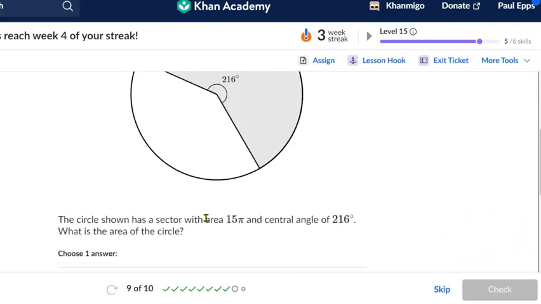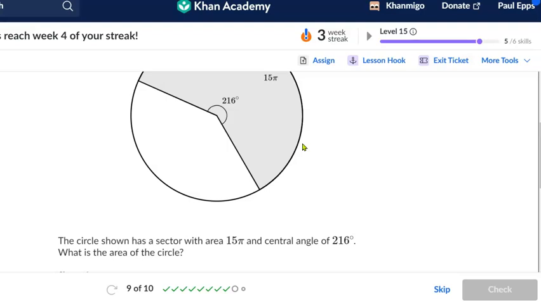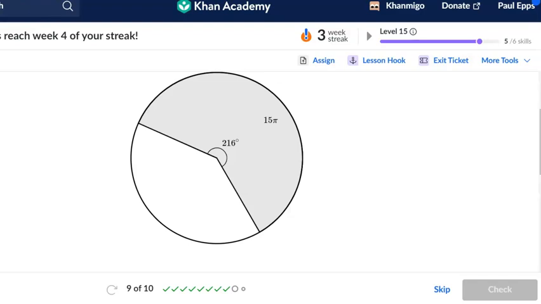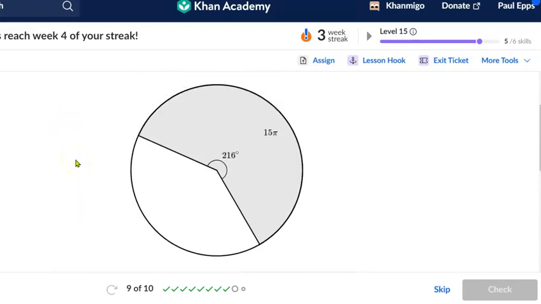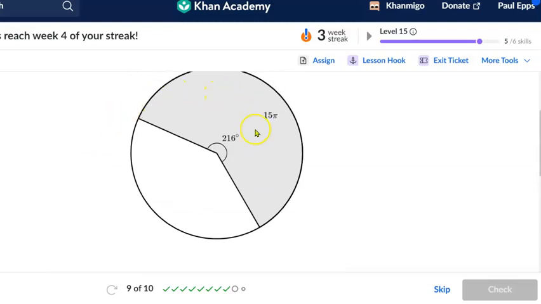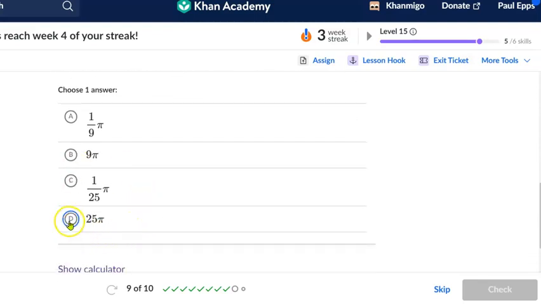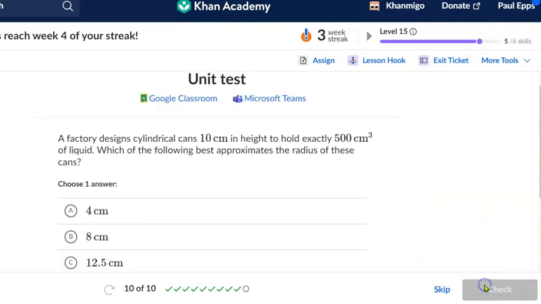All right. The circle shown has a sector with area 15 pi, central angle of 216. What is the area of the circle? Okay. This is not a great question. Obviously, if the area of the shaded region is 15 pi, then the area of the whole circle needs to be something greater than 15 pi. And they've only offered us one answer that's greater than 15 pi, so let's just take it.